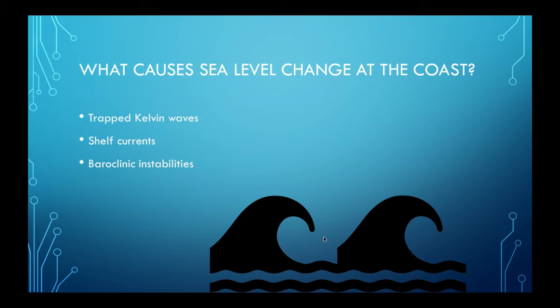And a shelf current is a current that's driven by cross-shelf pressure gradients, which will be created by a source of river input, like the runoff from an estuary. Baroclinic instabilities can be caused by two layers of different pressure, which cause different wavelengths.